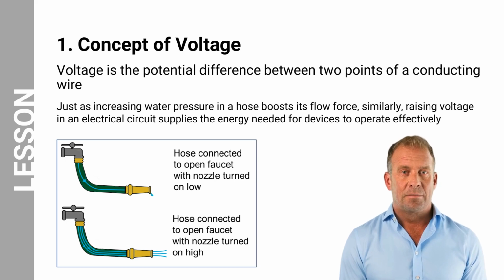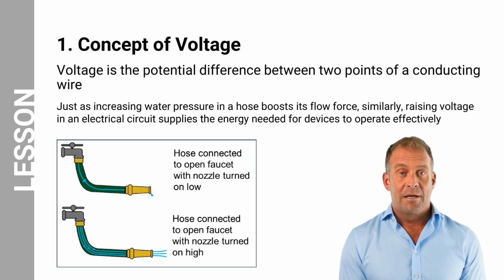Voltage is defined as the potential difference between 2 points of a conducting wire. Imagine you have a water hose connected to a faucet. The hose's water pressure represents the electrical circuit's potential voltage. When you turn on the faucet a little bit, the water flows out of the hose with low pressure. This low pressure can be compared to a low voltage in an electrical circuit. Imagine turning the faucet handle further, increasing the water pressure in the hose. The water now comes out with more force. This increase in water pressure resembles increasing the voltage in an electrical circuit.